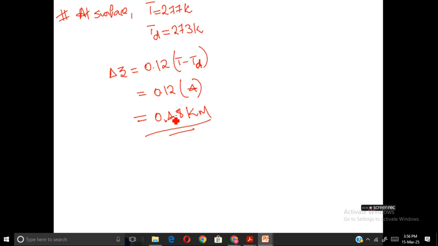This basically gives the value in terms of kilometer. So suppose the surface temperature is 277 and the dew point temperature is 273 over a surface, then the height at which the clouds will be formed is given by 0.48, or we can write delta Z is equal to 480 meter.